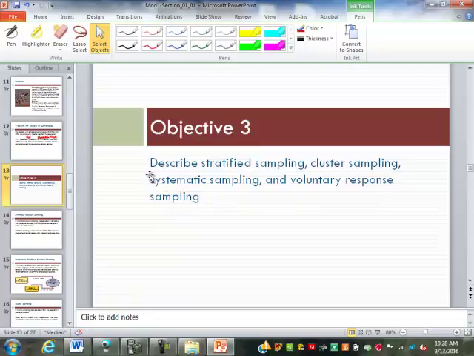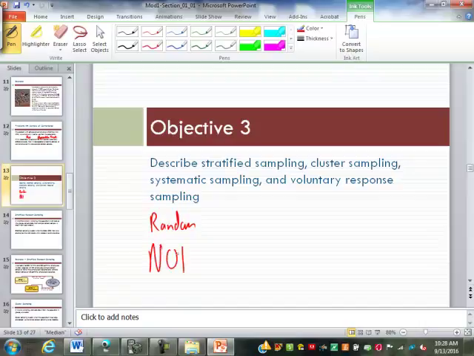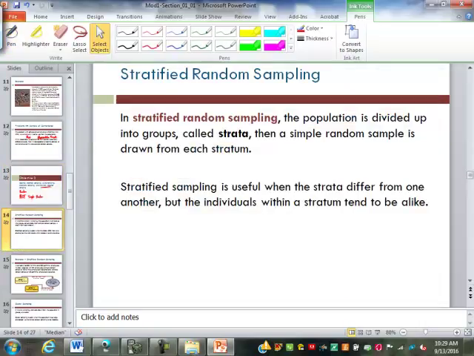So, other sampling methods that are random but not simple random. All of these listed here correspond to that, except for the voluntary response sampling, which we'll talk about when we get to it. So a stratified sample: you divide the population up into groups, and then you randomly select an item from each group.